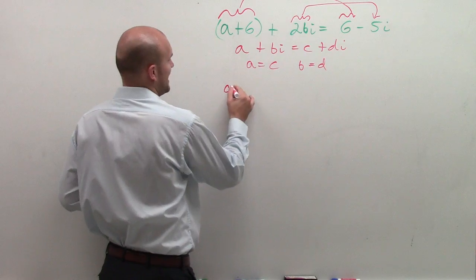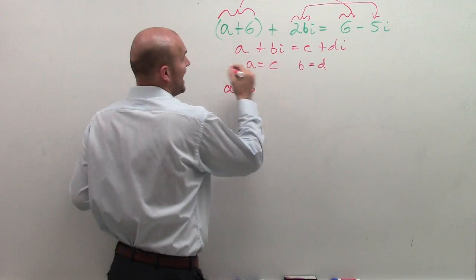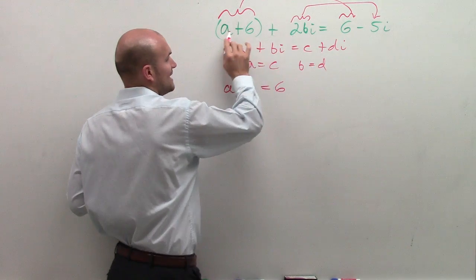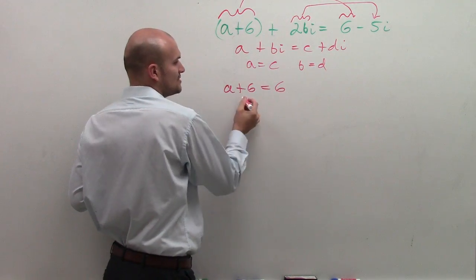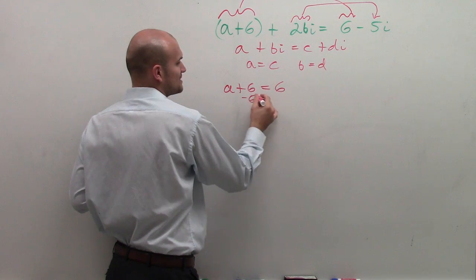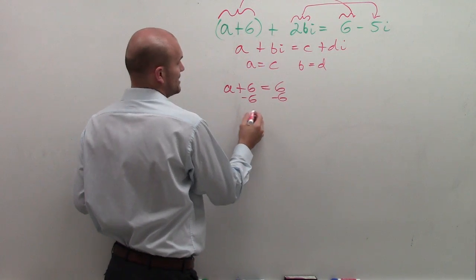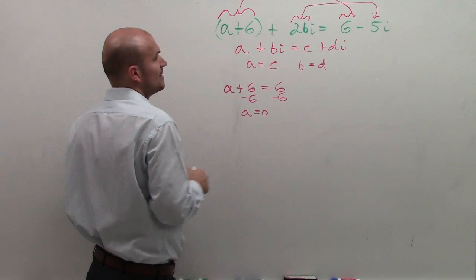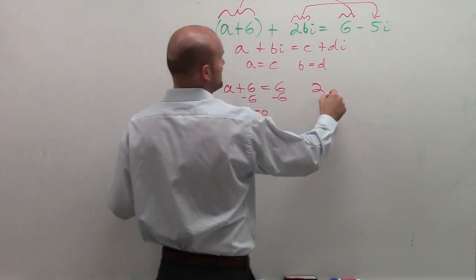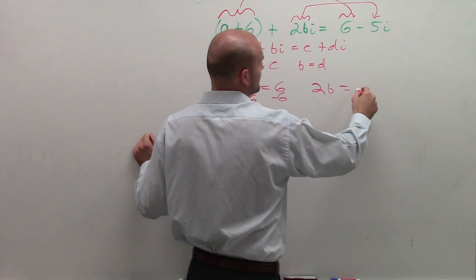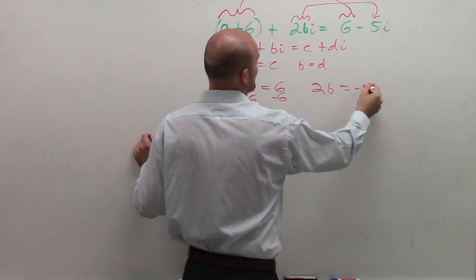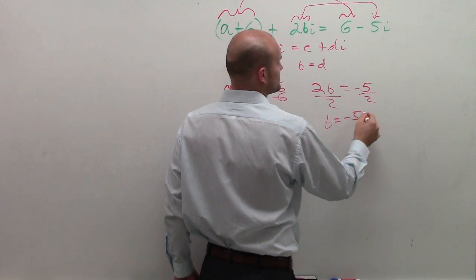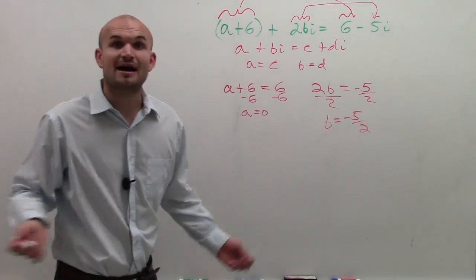So what I have is a plus 6 has to equal 6, because 6 represents my c, and a plus 6 represents my a. So to find the value of a, I'm just going to solve for a, which gives a equals 0. Then I look up here and I have 2b has to equal negative 5. To solve for b, I divide by 2, and b equals negative 5 divided by 2.